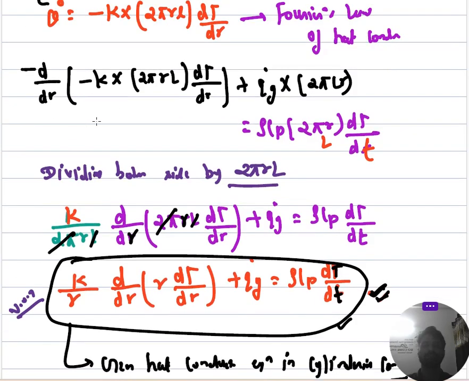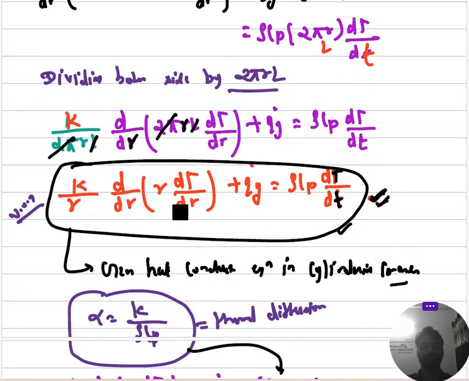k by r, I am assuming k is constant right now along the direction of heat transfer. So k by r d by dr of r dT by dr plus Q dot G equals rho Cp dT by dt. This equation is very, very important. Sometimes they can ask you this kind of formula in your MCQ: which of the following options is correct for the rate of heat transfer.